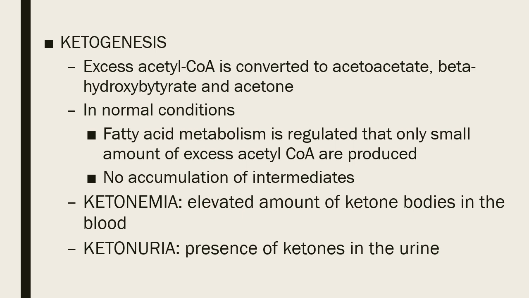And so note that most of your acetyl coenzyme A produced during your beta oxidation is used by your citric acid cycle. Other than your citric acid cycle, the acetyl coenzyme A is also utilized in isoprenoid synthesis. Okay, and so under normal conditions, your fatty acid metabolism is regulated so that only small amounts of excess acetyl coenzyme A are produced.